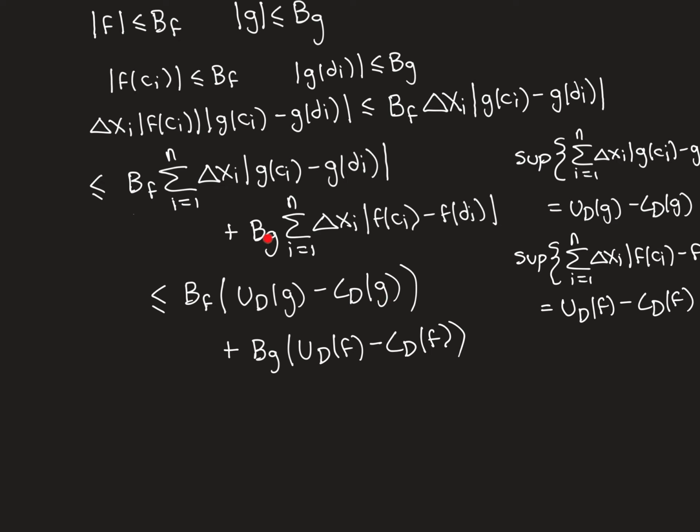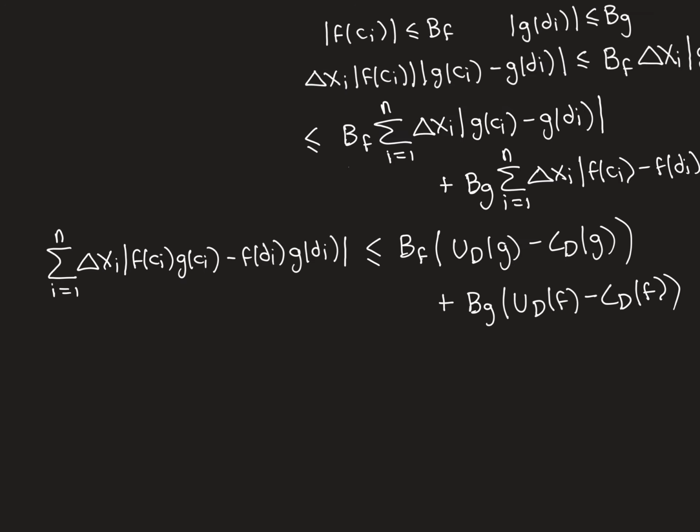B_f and B_g are both positive numbers, so we don't need to worry about anything strange happening. So this times this plus this times this is going to be less than or equal to this thing times this thing plus this thing times this thing. Now, this thing here itself was greater than or equal to the original sum that we started off with, which I've actually copied out down here.